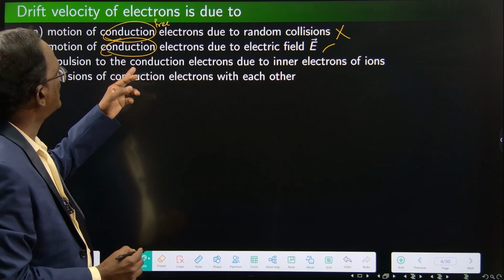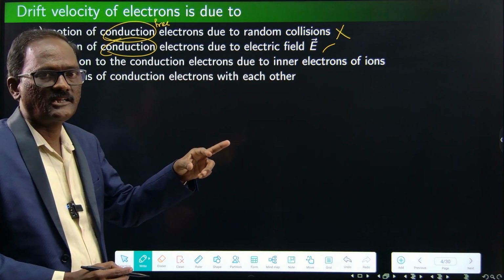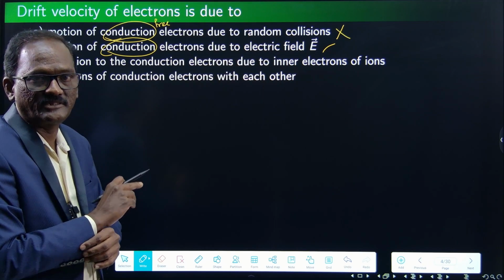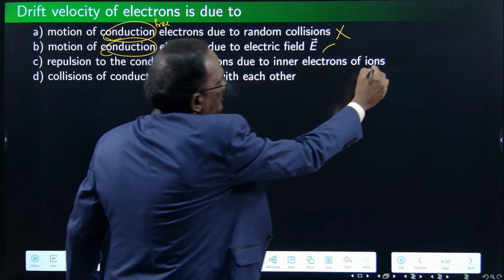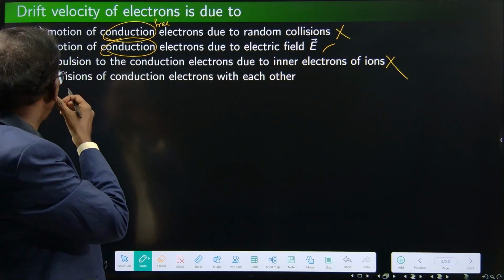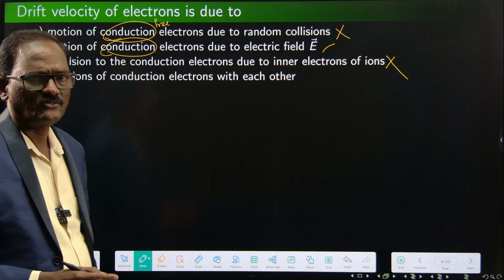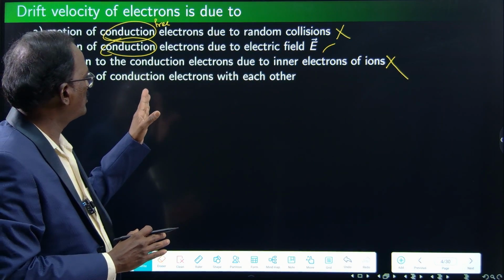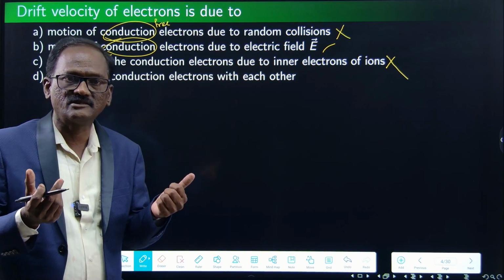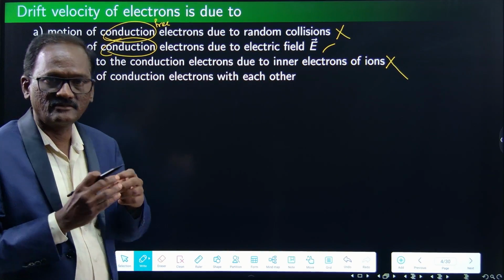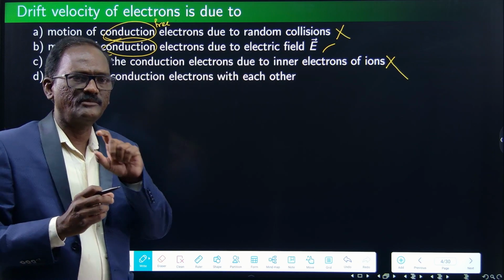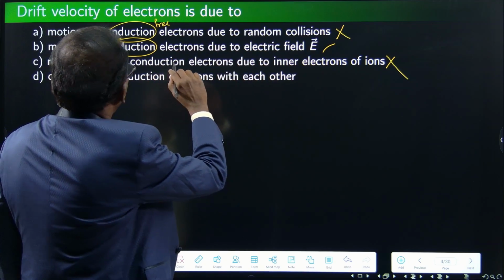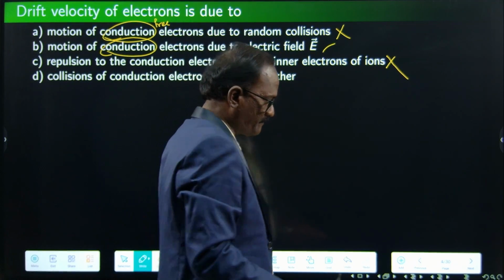The next option, repulsion to the conduction electrons due to inner electrons. Inner electrons won't repel the free electrons. Free electrons have come out of the atoms, they have been liberated from the atom. So this is not true. And collision of conduction electrons with each other? No, it doesn't occur. We discussed in the previous lecture also. Collision won't occur between electron and electron. They have negative charge, they will repel, they won't collide. The collision will occur between an electron and a positive ion only. So the answer is motion of conduction electrons due to electric field E.